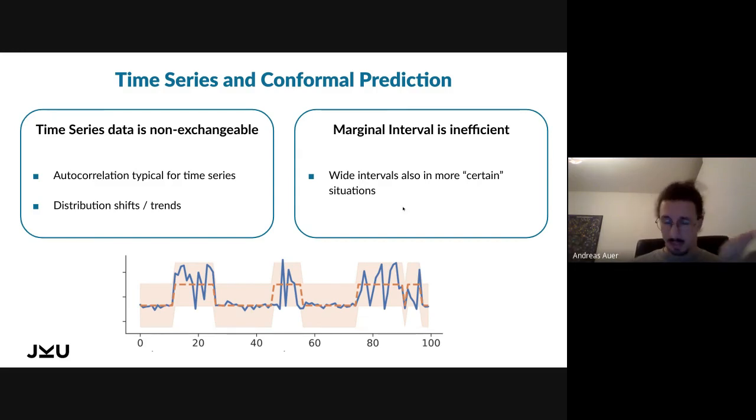The second thing is that conformal prediction gives us a marginal interval. For example, if we use this simple non-conformity score as before, we would get one interval width for the whole prediction. As you see in this plot, the orange is a prediction, the blue line is the real value, and you have here the CP interval, the conformal prediction interval. In this region here, where the error is actually quite small, we could have been much more narrow. And that is what I mean here with inefficient.